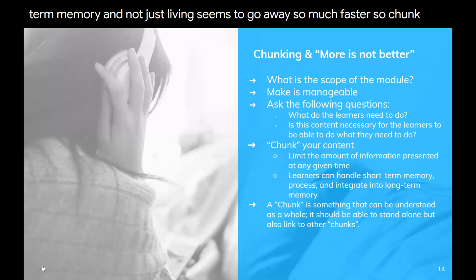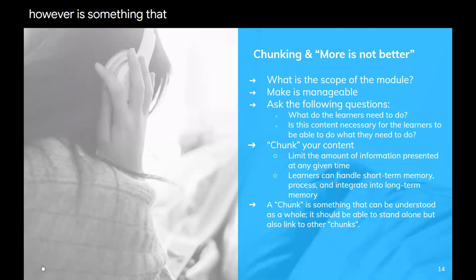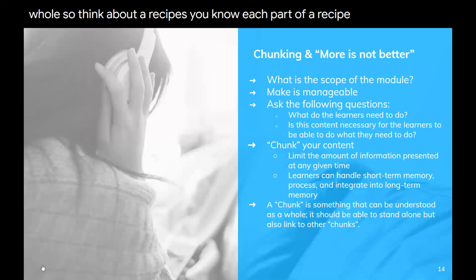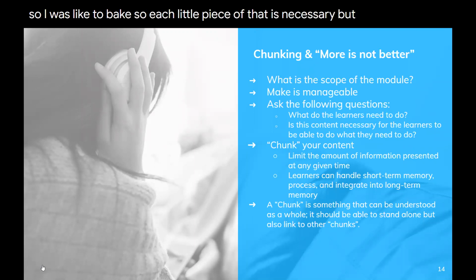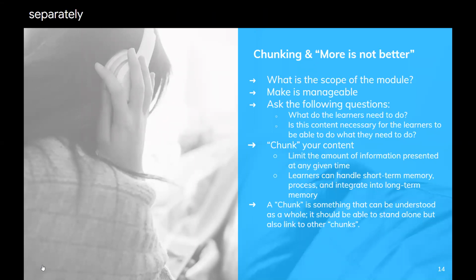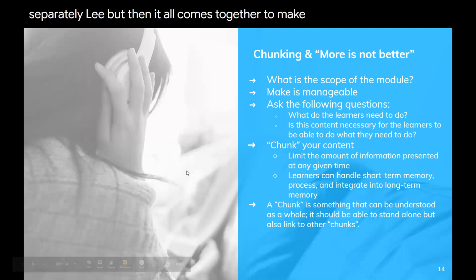A chunk is a piece, but you can put it all together to make a whole. So think about recipes. Each part of a recipe is necessary in order for you to complete the entire thing you're cooking. And I'm a baker, so I always like to bake. Each little piece is necessary, and it is done separately, but then it all comes together to make, say, a chocolate cake.